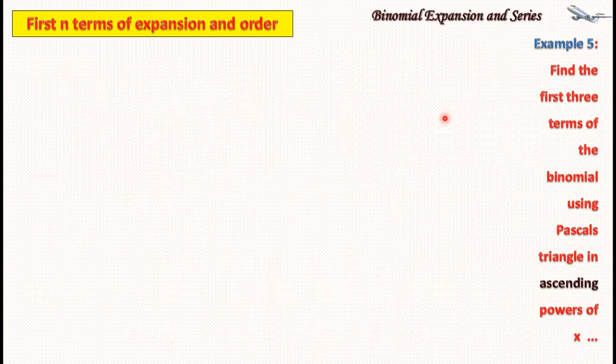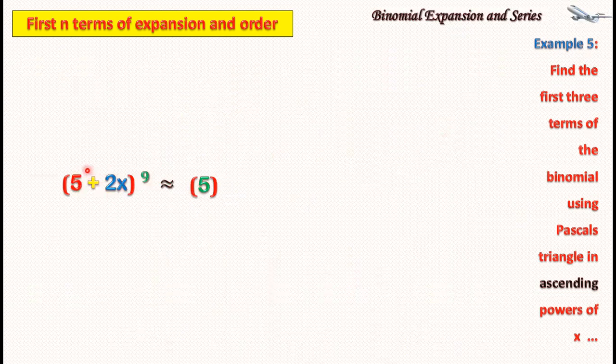The example is direct in this case. Find the first three terms of the binomial using Pascal's triangle in ascending powers of x. I am using Pascal's triangle because this question emphasizes Pascal's triangle. Otherwise, I will use my combination directly. So here I have 5 plus 2x to the power 9, which is approximately equal to.